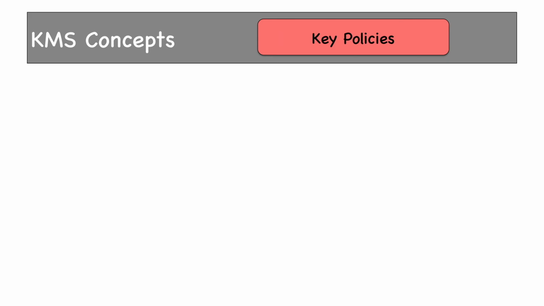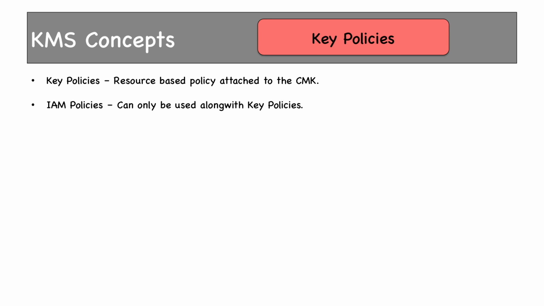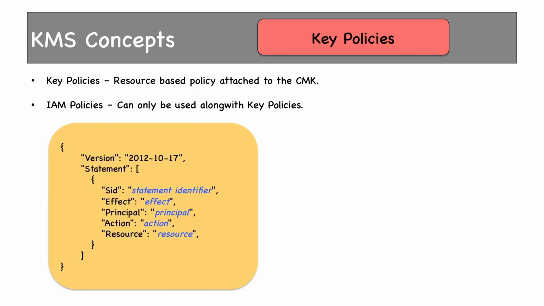Access to KMS keys are managed by key policies. Key policies are fancy names of resource-based policies attached to a CMK. IAM policies can also be used to manage access to CMKs, but these should be used along with key policies only. This is how a key policy would look like.